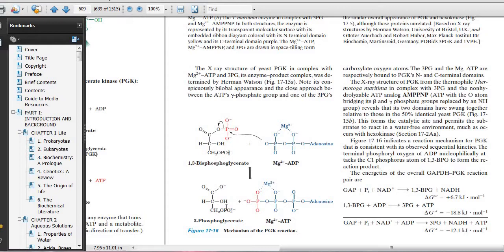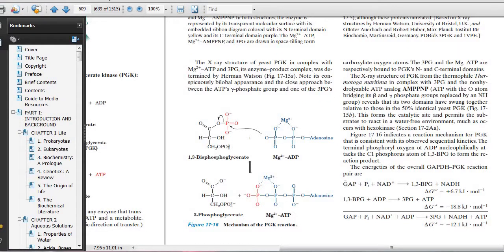So now what you can see is a good example of a coupled reaction. This is reaction number 6, the conversion of glycerate 3-phosphate to 1,3-bisphosphoglycerate, and this is reaction number 7 that we just heard, 1,3-bisphosphoglycerate to 3-phosphoglycerate. In the first reaction, GAP plus Pi plus NAD+ results in the production of 1,3-PG and NADH. So this is reaction 6. But the del G value of this reaction 6 is plus 6.7 kilojoule per mole.